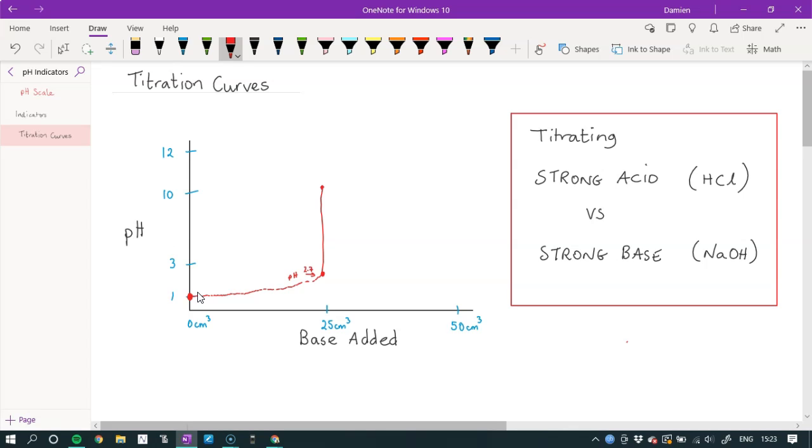If we continue to add the base, then it gets more basic. And then as we add more base, it eventually plateaus out and doesn't get any more basic. So these are the 2 points that we're interested in. It suddenly jumps from 2.7 up to about maybe 10, 10.1, something like that.